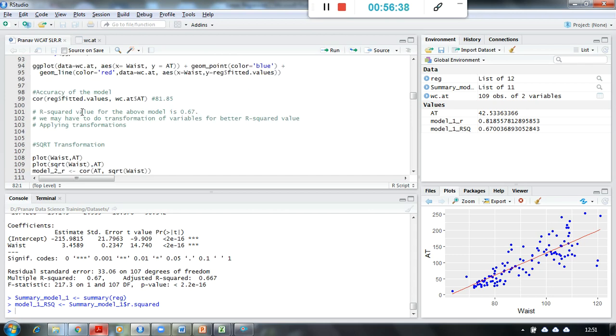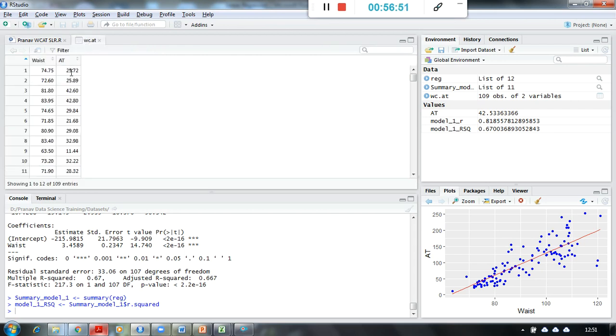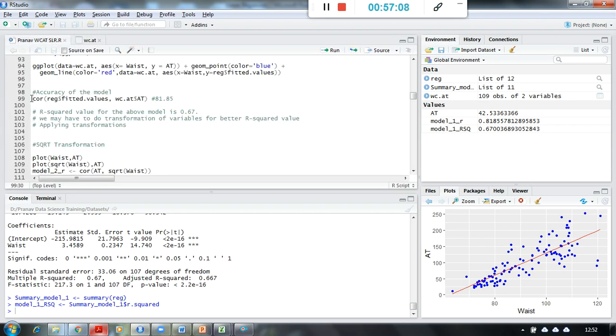Now let us go ahead and check the model accuracy. What is the accuracy of the model? How can I check it? I can use the correlation between my fitted values and my actual values, right? So if my model is 100% correct, then I must get the actual value. But if it is not 100% correct, then there is a deviation between the actual value and the predicted value, which can be understood from the correlation. If the model is 100% correct, the correlation will be 1.